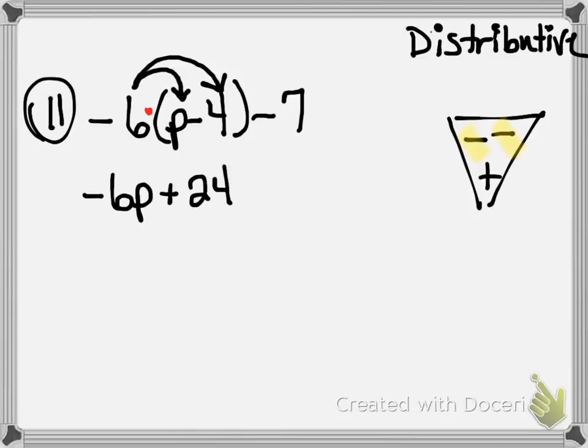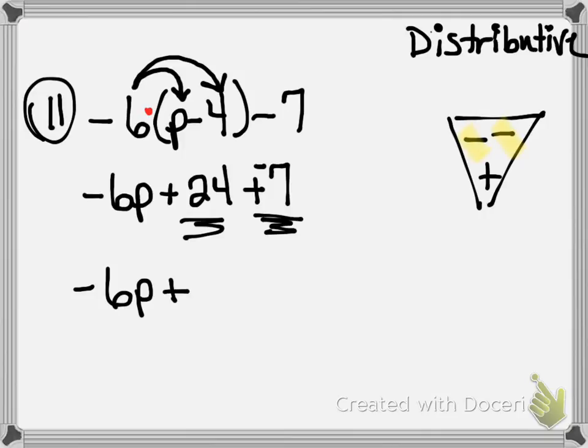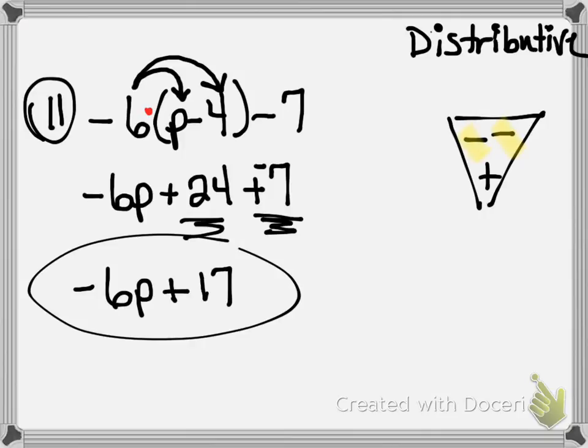This negative 7 out here on the end is just going to travel right along. Now I have 2 like terms, the 24 and the negative 7, because remember, minus 7 is the exact same thing as plus negative. So negative 6p plus 17 is the simplified form of number 11. So that's B.